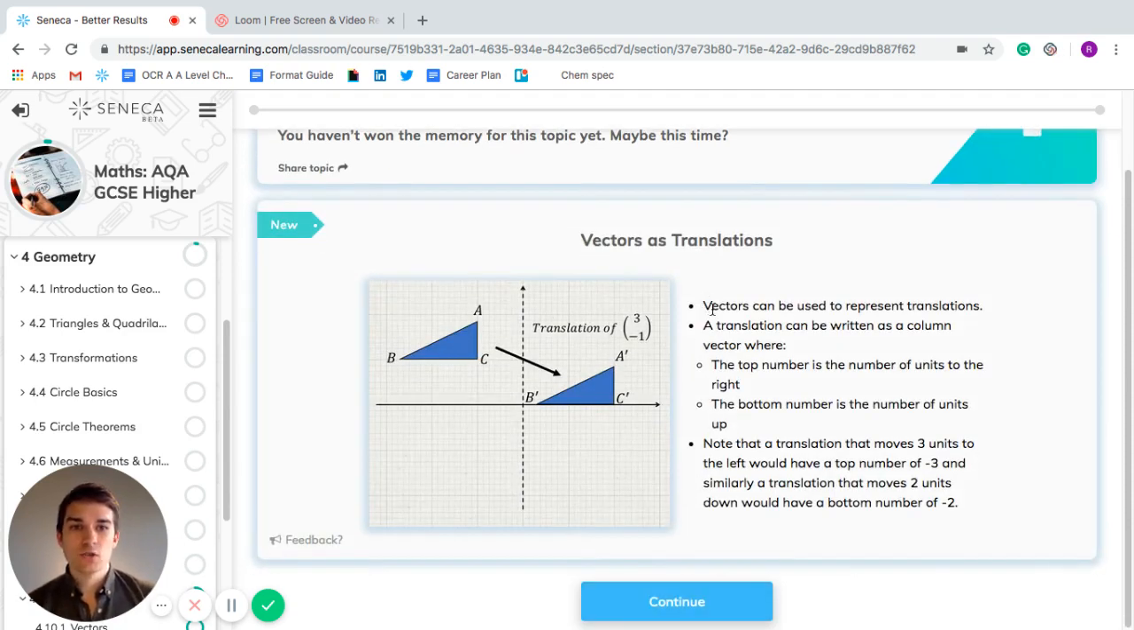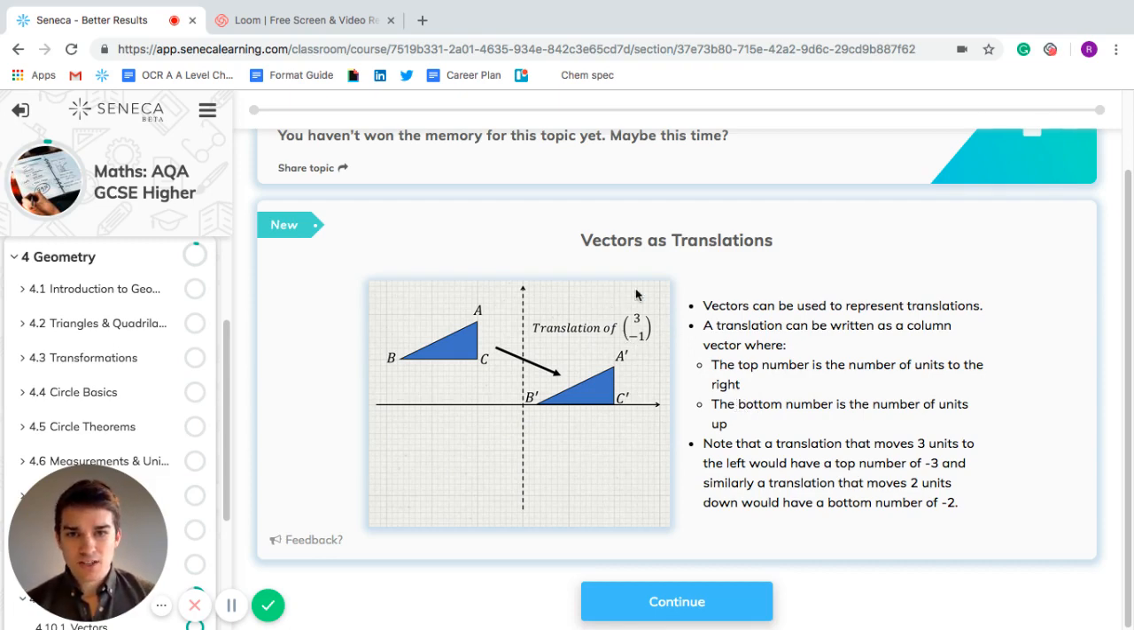Vectors can be used to represent translations of shapes or points. The number on the top tells us the units to the right or left if it's positive or negative. So right if it's positive, left if it's negative. And the number on the bottom tells us how many units up or down it goes. Again, down if it's a negative number, up if it's a positive number.